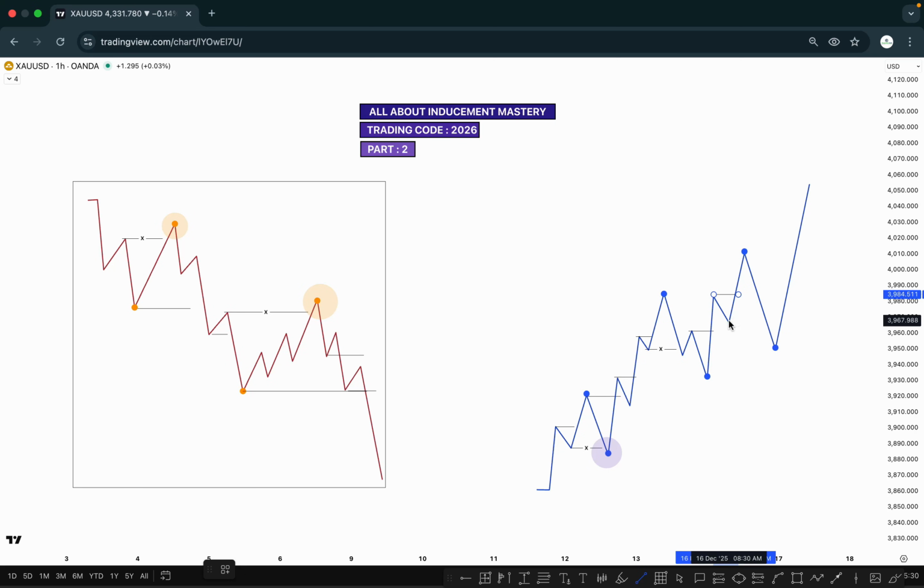At this point, what happened here? The market broke the low here. And what is this one? This is also called an inducement right here. So these two inducements happened here. Even three inducements were created at this point right here.